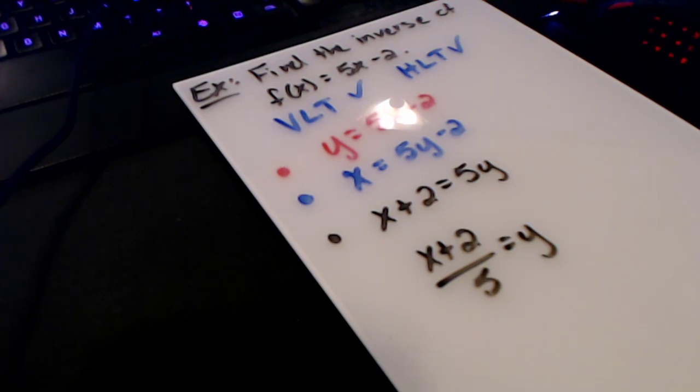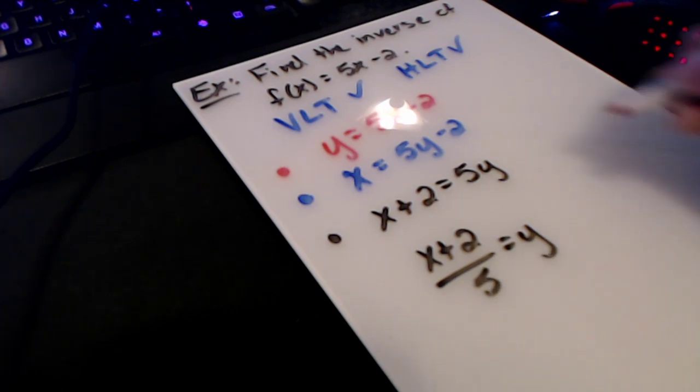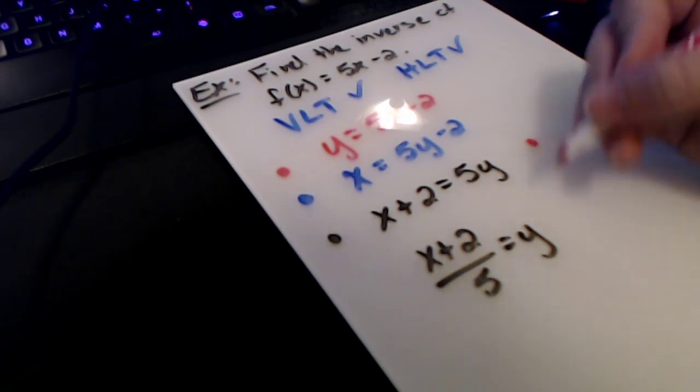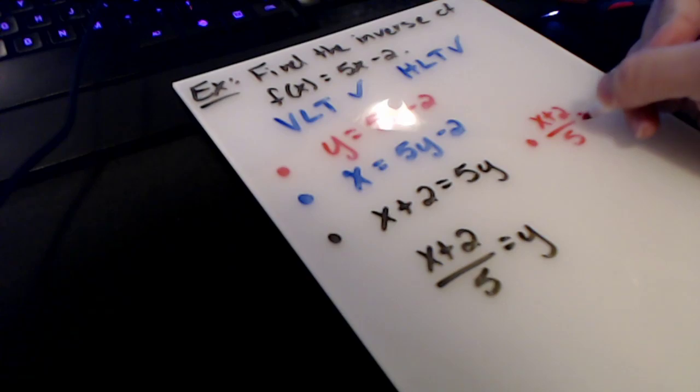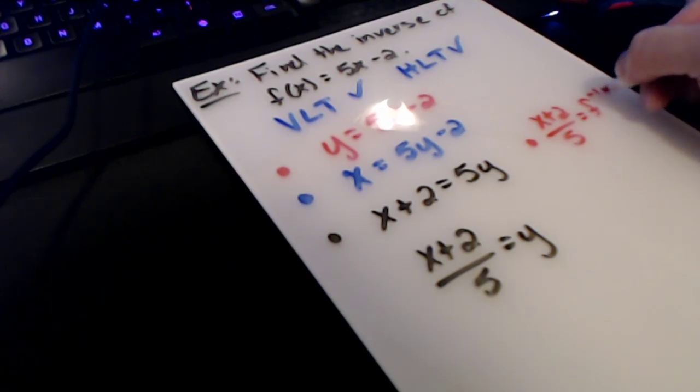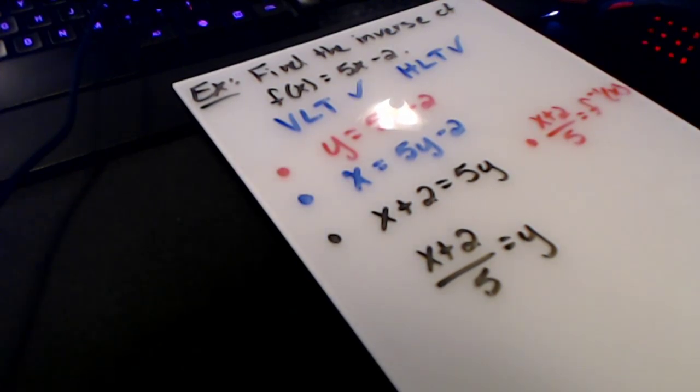Sorry, I need to get more colored markers for this. Our last step over here is we're going to change that. So we now have f inverse of x equals x plus 2 over 5. And we're done. Nothing too crazy about it.